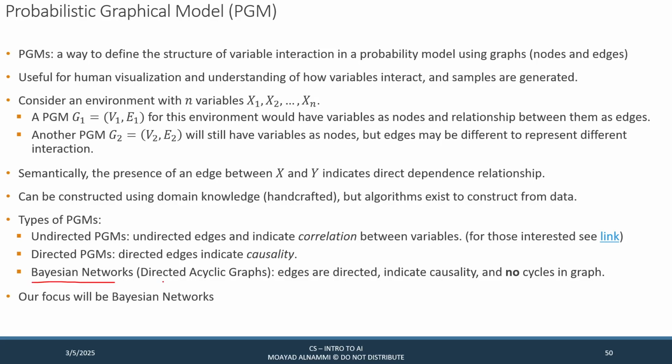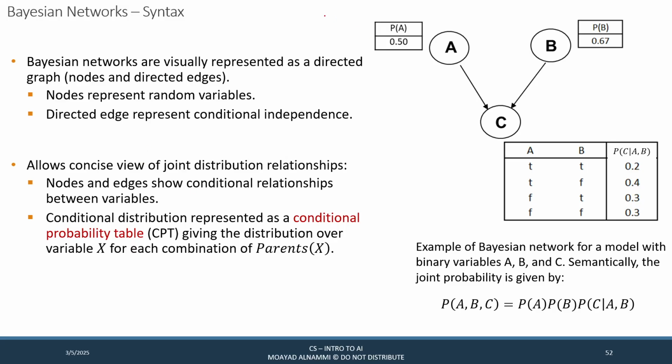And finally, we have Bayesian networks. These are directed PGMs. However, they are acyclic graphs, meaning the edges are directed and they indicate causality, but there are no cycles in your graph. And this will be our main focus. So our focus will be on Bayesian networks. So what is a Bayesian network? Here, I showed you an example of a probability model that is represented as a Bayesian network where we have three variables, A, B, and C. So this is a Bayesian network for these three variables.